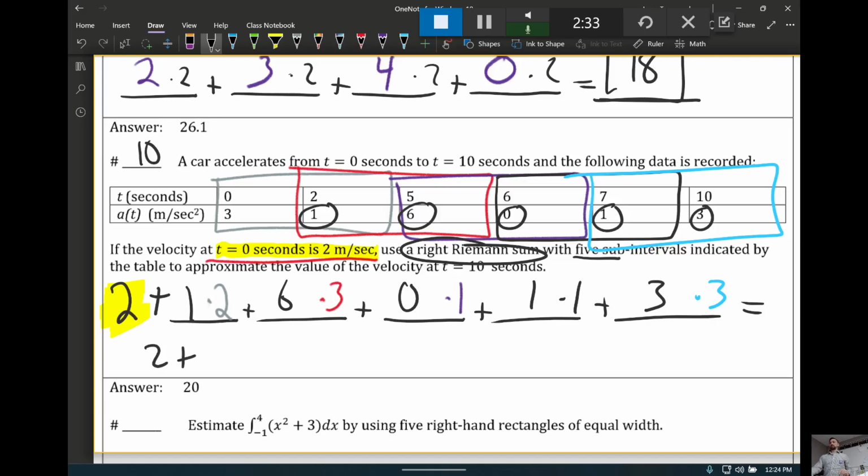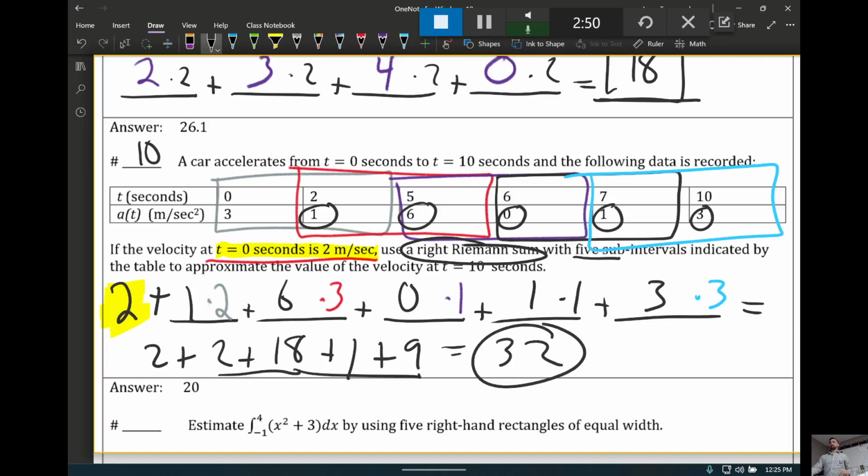So our answer should come from 2 plus 2 times 1 plus 6 times 3 plus 0 times 1 plus 1 times 1 plus 3 times 3. So we end up with 32. That's what I'm getting. 32.